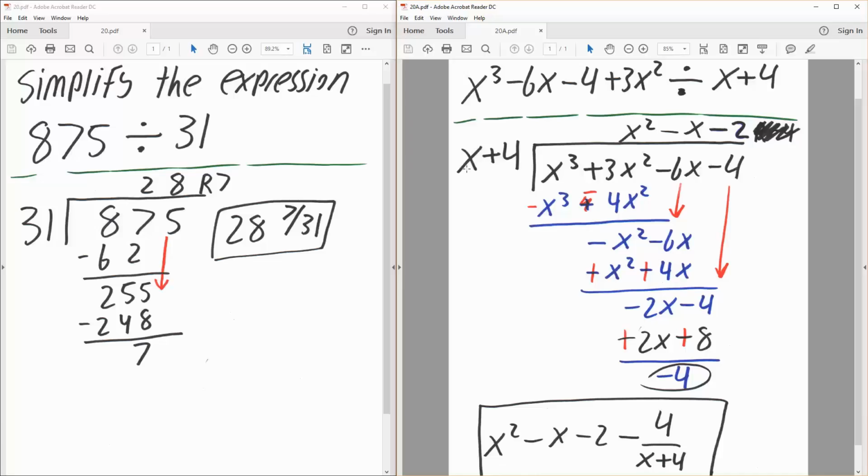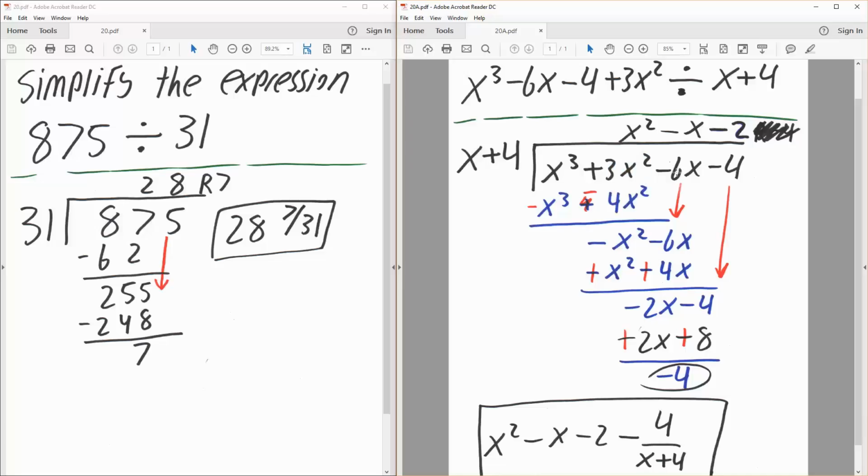So we need to think, how many times does x plus 4 go into x cubed? So we're mainly thinking, how can we get x cubed when we have this? And so if we were to multiply this by x squared, we would get x cubed plus 4x squared. And now we put a negative in the front of both of these terms. And so we would get x cubed plus 3x squared minus x cubed minus 4x squared. This would get 0, and 3x squared minus 4x squared would be minus x squared.